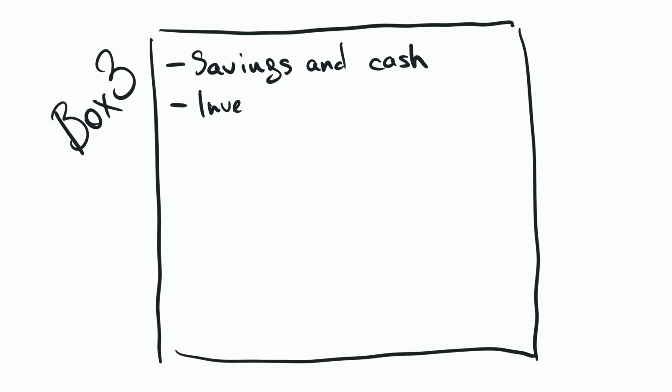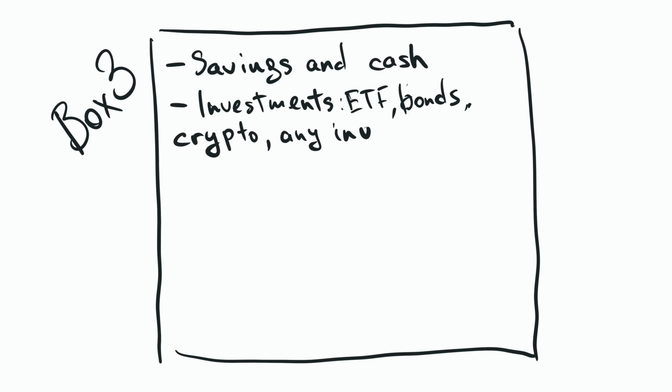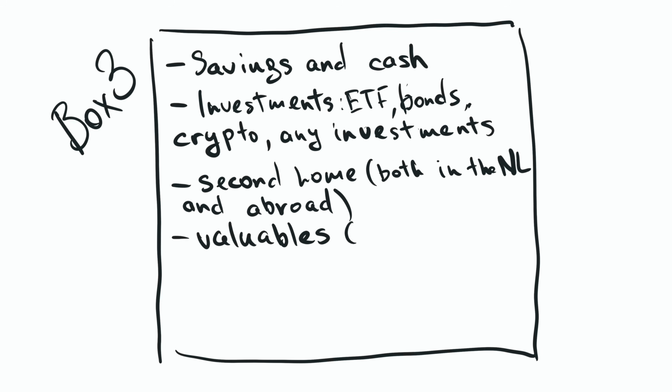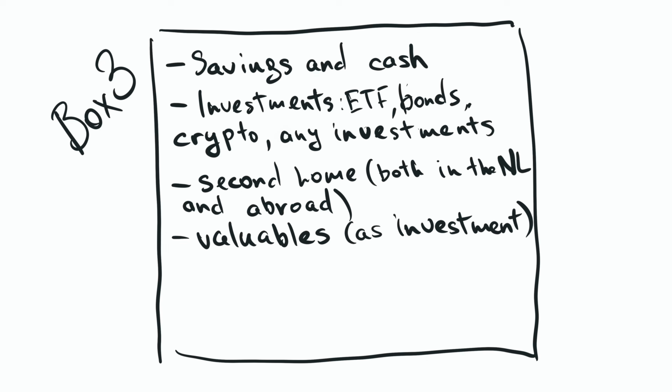In general, the box 3 system was created to tax your wealth or your assets. More specifically, it's all the cash you have in savings accounts, and also all your investments, things like stocks, ETFs, bonds, cryptocurrency, pretty much any investment type. Your second home or investment property, so not your main residence, but any second property you have, both in the Netherlands and abroad. Any valuables you keep as investment assets, it can even be very expensive luxury bags or cars. The idea is that you bought them specifically as an investment asset.